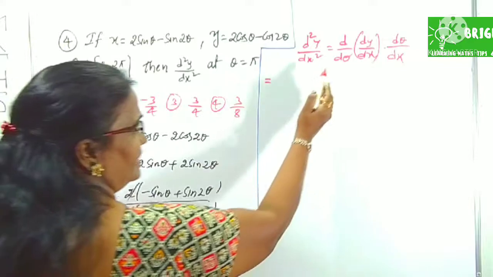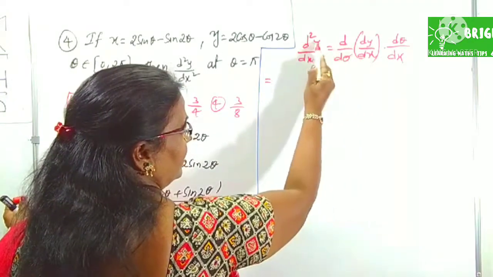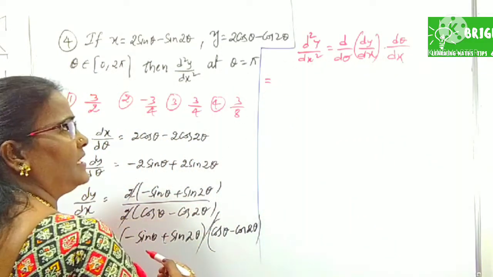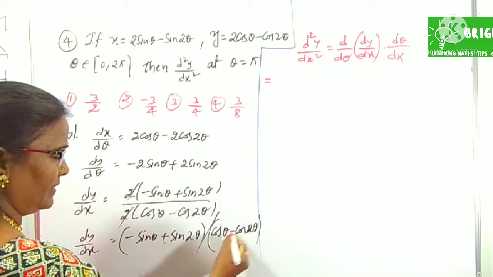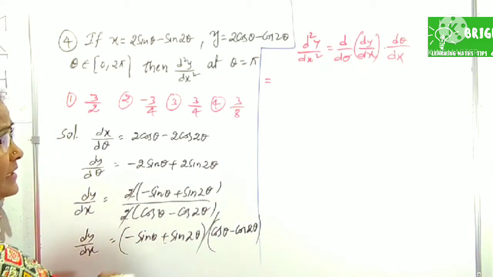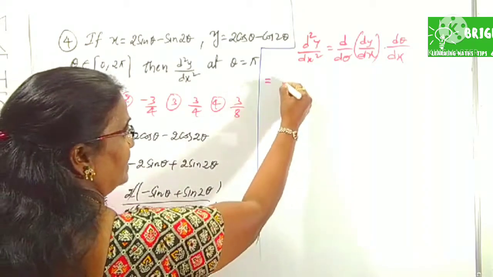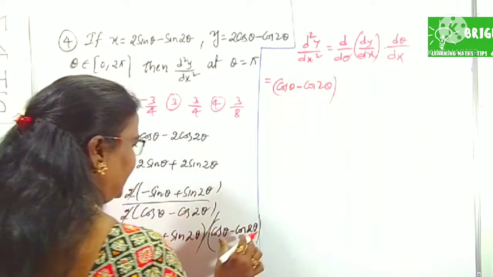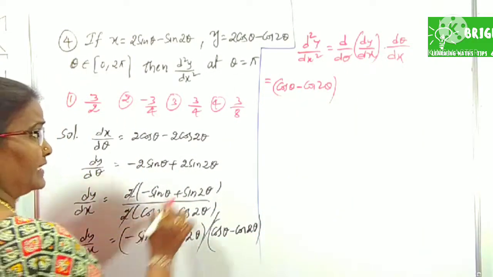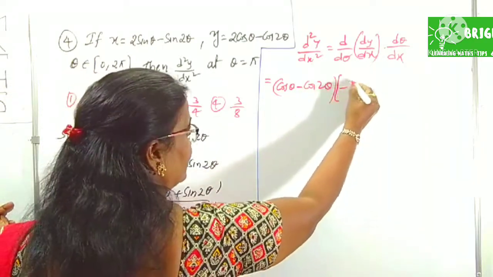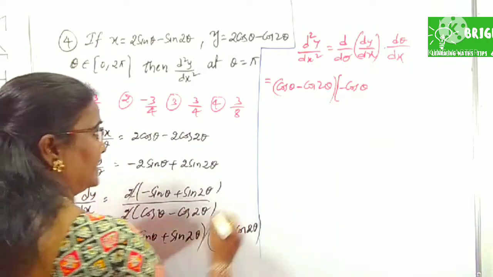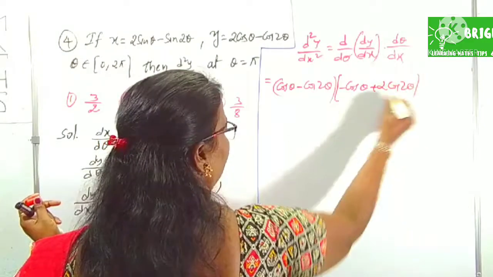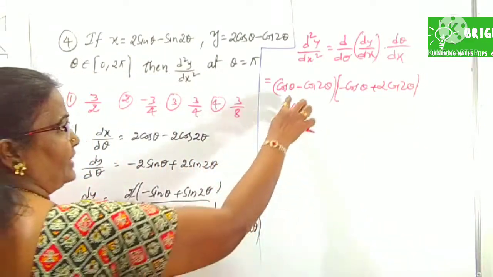We can understand easily here. You see, d into dy means d square y, d theta gets cancelled, dx into dx is dx square. That's it. So differentiate this with respect to theta. We can use the u by v rule here. That is v, cos theta minus cos 2 theta, into u dash, the derivative of minus sin theta plus sin 2 theta, which is minus cos theta plus 2 cos 2 theta, with minus of v into u dash.